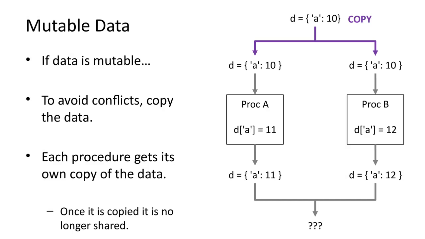If the data is assumed to be mutable, then a different solution is required. The solution used by most data flow systems is to copy that data. This is sometimes referred to as defensive copying. Once the data is copied, it is no longer shared. In the example, each procedure gets its own copy of the data. Each procedure can now update the values inside the dictionary independently from one another.